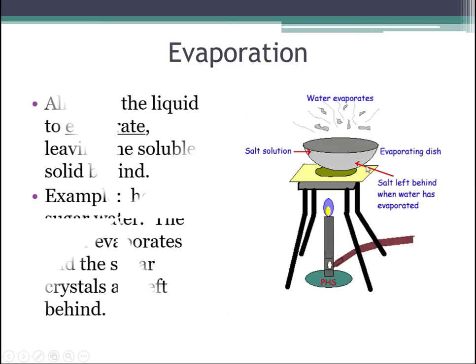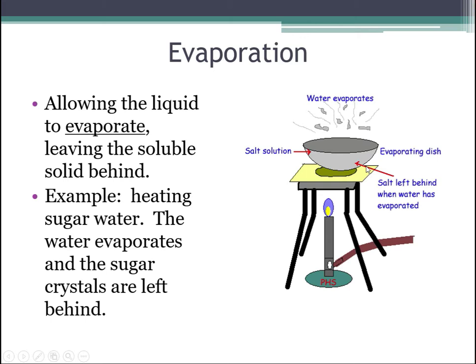The next one is evaporation. Okay, so evaporation is one where suppose you have a liquid that contains solid materials in it, like say sugar water or salt water. However, you know that if I heat that up, the water is going to evaporate, but the solid is going to stay behind. Here's an example, this little image on the right-hand side, where you have an evaporating dish.